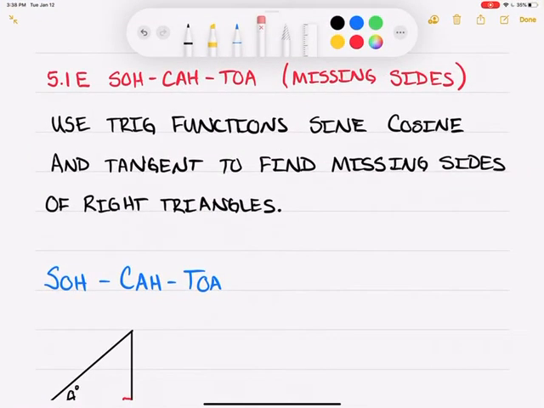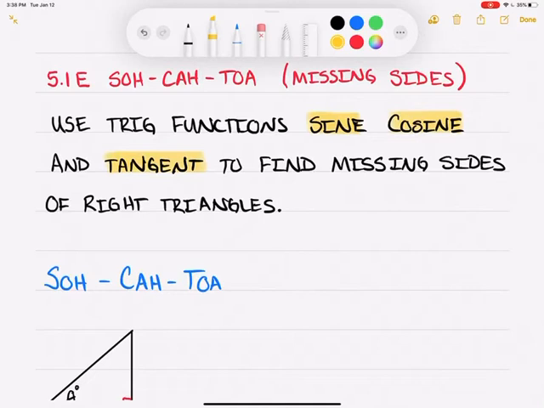Alright guys, today we're going to talk about finding missing sides of right triangles when we don't have a special right triangle like a 45-45-90 or a 30-60-90, or we're not able to use the Pythagorean theorem. Our only other option is to use something called SOH-CAH-TOA. SOH-CAH-TOA is a combination of trig functions. The trig functions include sine, cosine, and tangent.